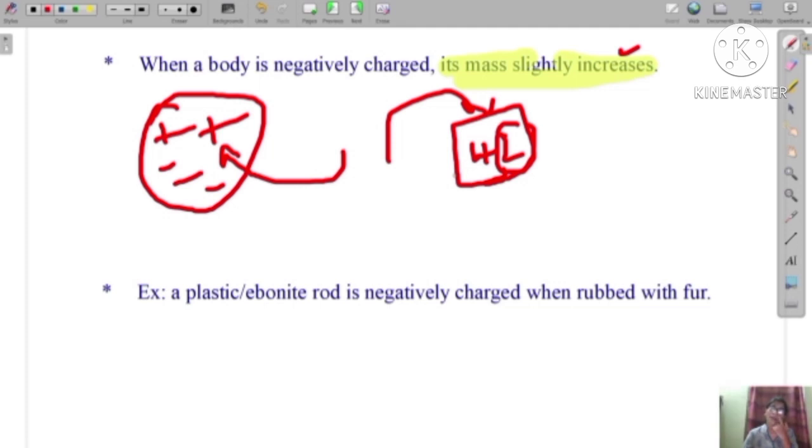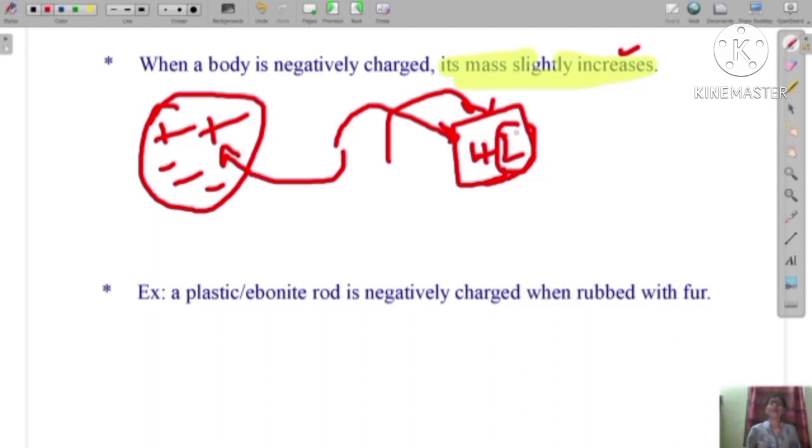So what happened? When something is added extra, then its mass is increased. When something is removed from that, its mass is going to be decreased. It is obvious. Just imagine you keep a heavy weight on your head. Previously how was it? You were so free. When you put a certain weight on your head, then what happens? You feel heavy. Why are you feeling it as heavy?